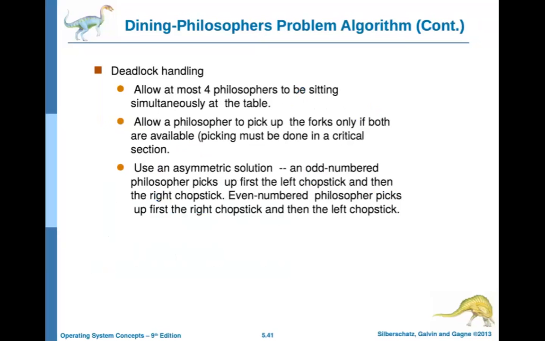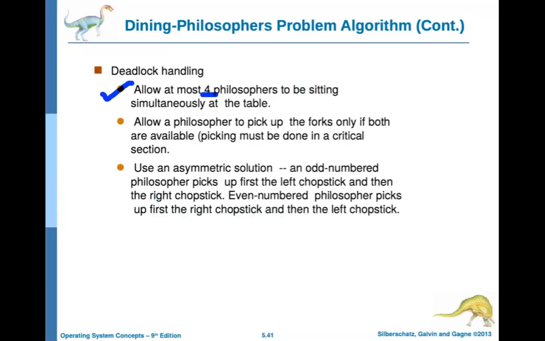Now, what is the solution in order to handle the deadlock? 2-3 solutions are mentioned here. Number one, allow at most 4 philosophers. So if that round table has 5 seats, we'll just allow 4. So that will make sure. So this could be one of the possible solutions.